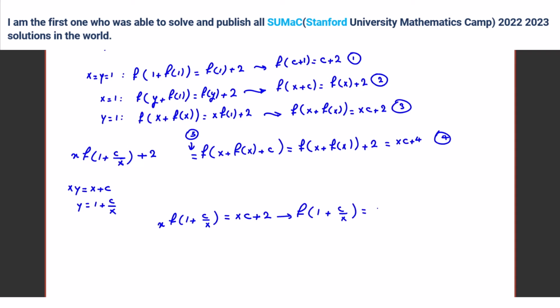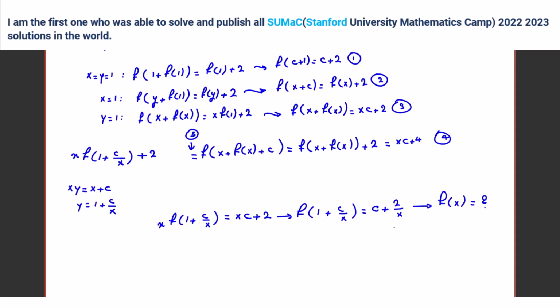1 plus 2 over x, you said? Not 1. This is cx plus, so c plus 2 over x. Yes. Now, from this one, f of x would be what then? This f of x, 1 plus c over x equals x squared minus x over x equals x squared minus x plus 2 over x.